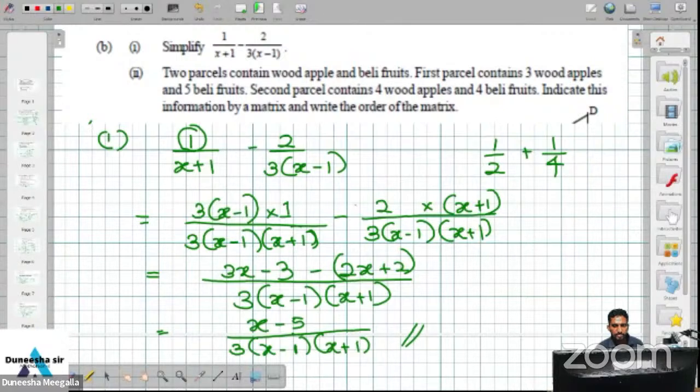Did you get the answer? After you finish writing, raise your hand. Aksha, Sehansa, after you finish, raise your hand.